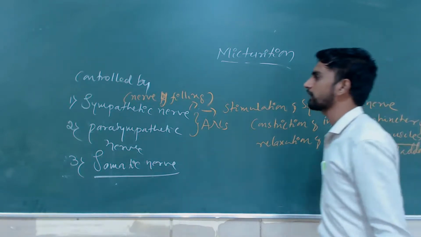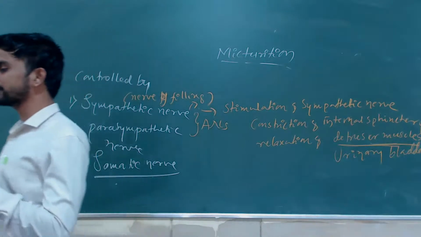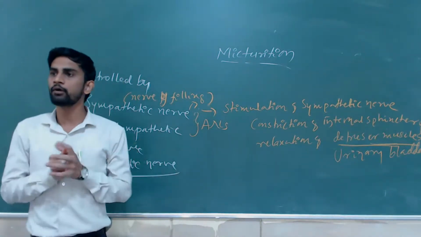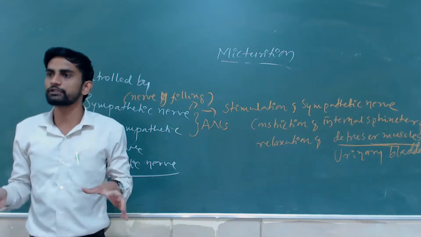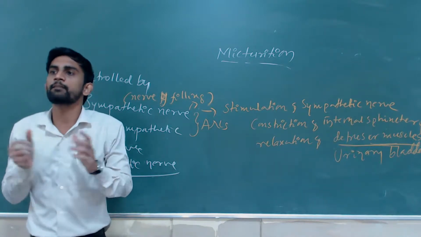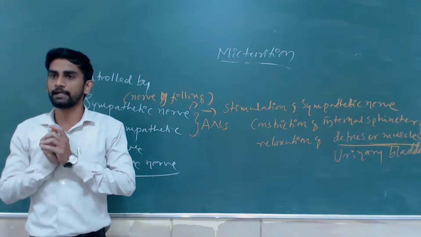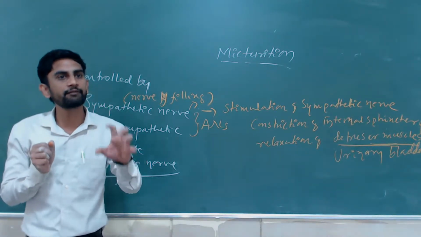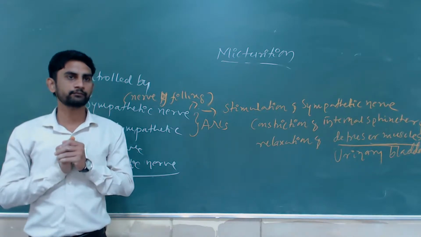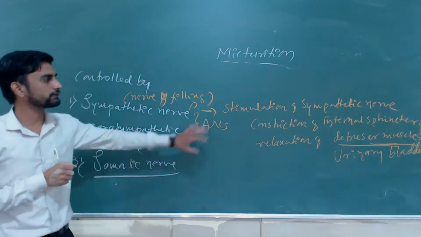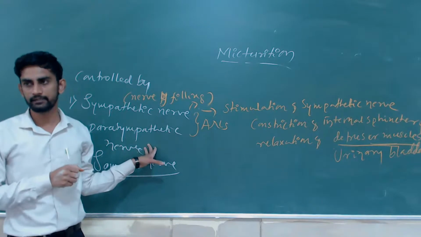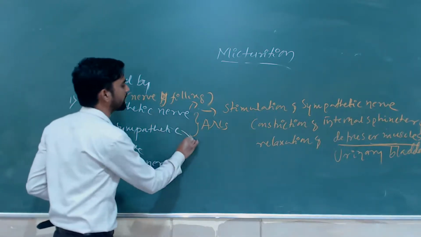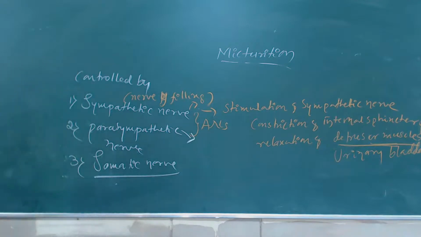Here in this condition, what will happen? Now we are not urinating, the micturition process is not going on. That means the internal sphincter constriction is going on, but the detrusor muscles are relaxed. That's why urine is now filling within our urinary bladder. Are you getting my point? The parasympathetic is the opposite, antagonistic to this one.